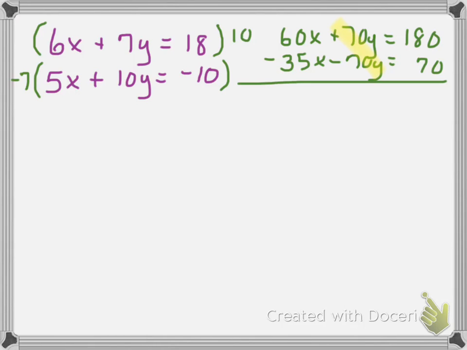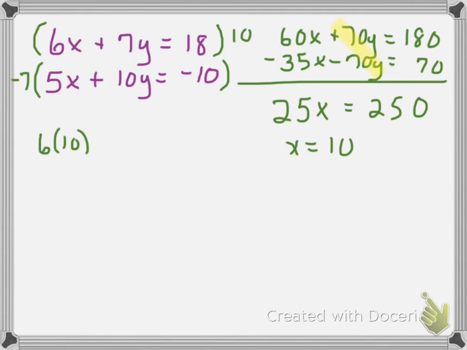So when I add them together, I get 25x equals 250, and nicely that gives me x equals 10. And then I would want to go back and substitute into either equation to figure out what the y value is. Maybe I'll put that 10 into the first equation. So 6 times 10 plus 7y equals 18. And subtracting here, I get 7y equals 18 minus 60, which is negative 42. And that gives me y equals negative 6.